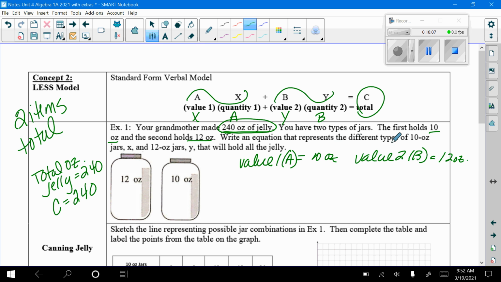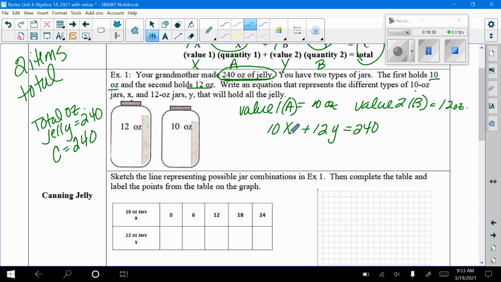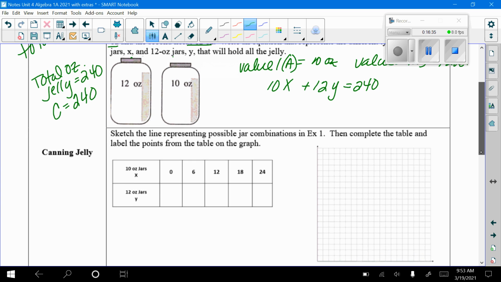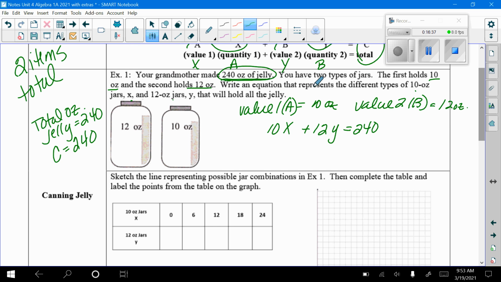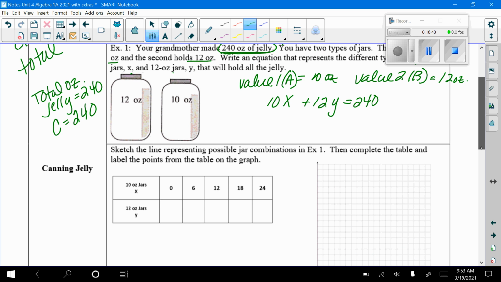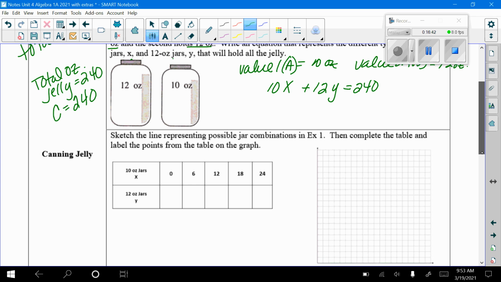For any equation that represents the different types of 10-ounce and 12-ounce jars, x and y, I've got 10 ounces per number of x of them, plus 12-ounce y equals 240. So quantity times number of, plus quantity times number of, equals total. I should say quantity or value. Then sketch the line representing the jar combinations, complete the table of the points below.